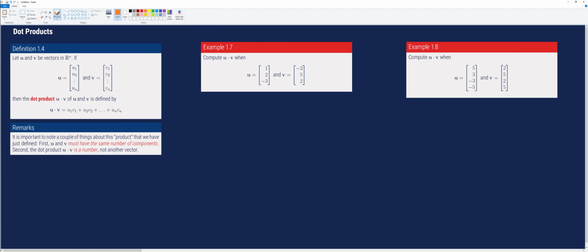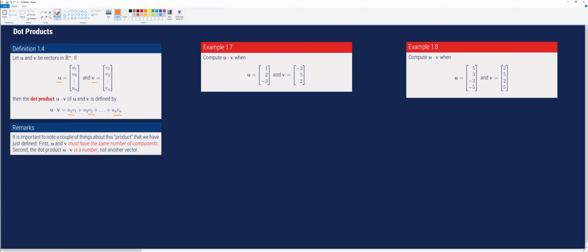In this video, we will discuss how to do the dot product operation between two vectors. Suppose we have two vectors, u and v, with n components. The dot product of the two vectors is defined by adding the products of the corresponding entries of the two vectors. It is important to note a couple of things about this operation.